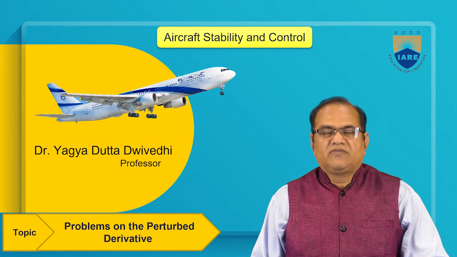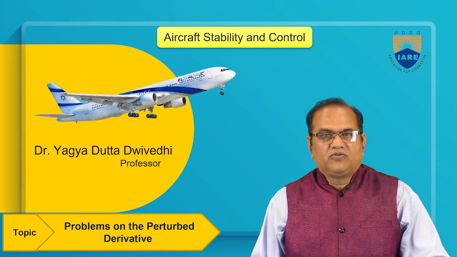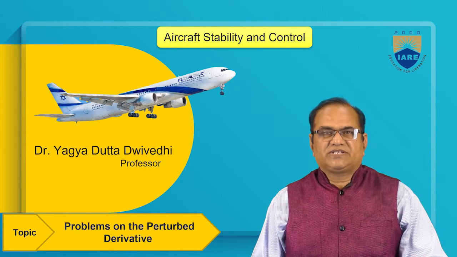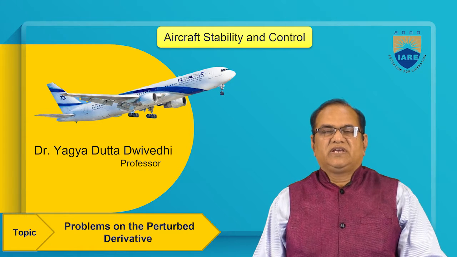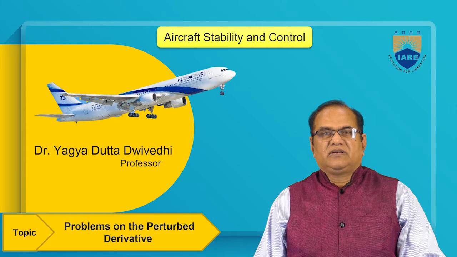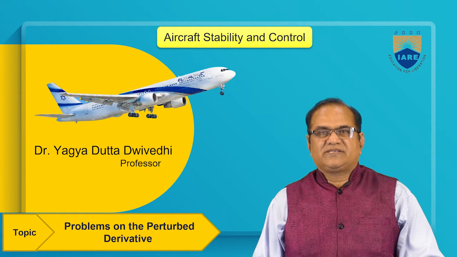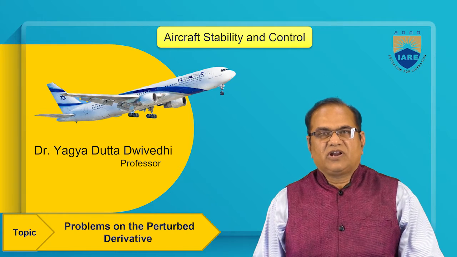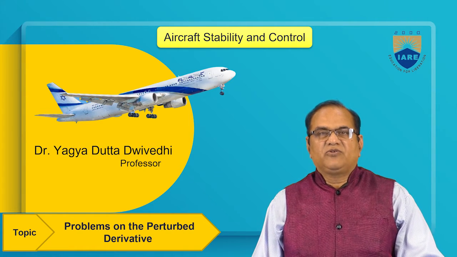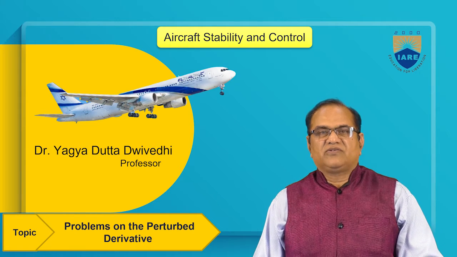For this course, we have started with module 1, which is longitudinal static stability. In that, we have discussed the longitudinal criteria for static stability. That is, the Cm naught should be greater than 0 and Cm alpha should be negative or less than 0. If we are able to meet these two conditions, we can say that the aircraft is longitudinally statically stable.